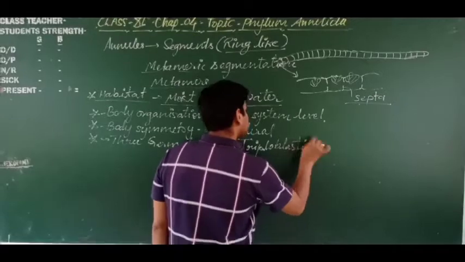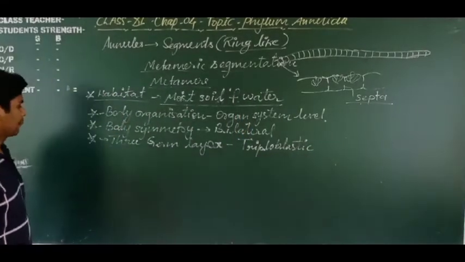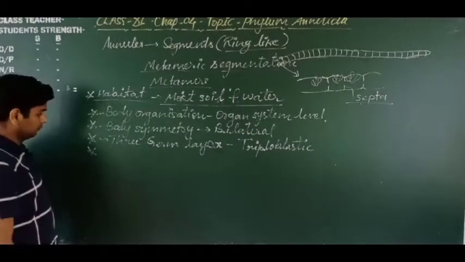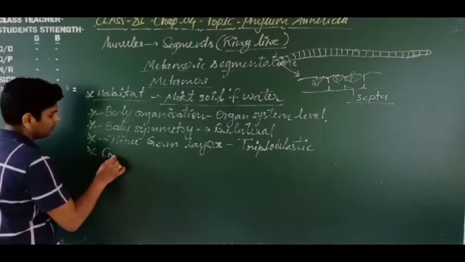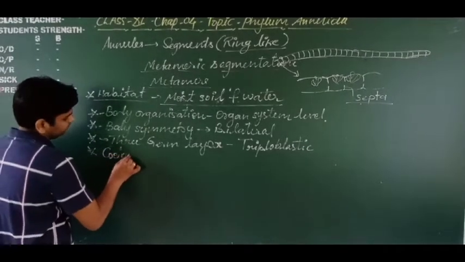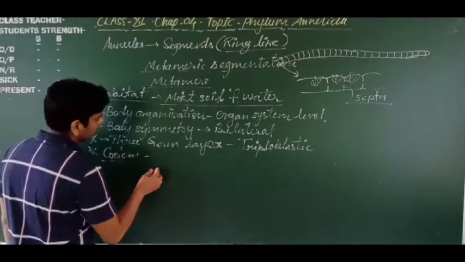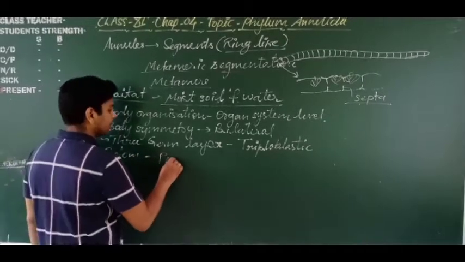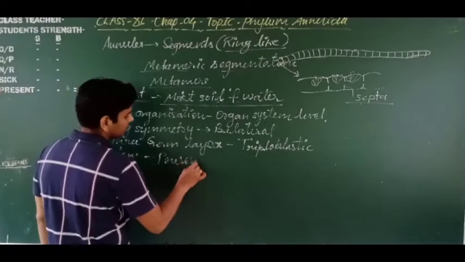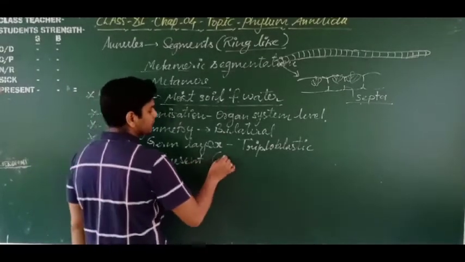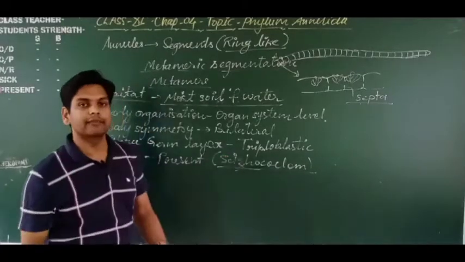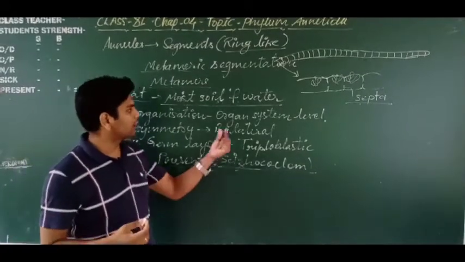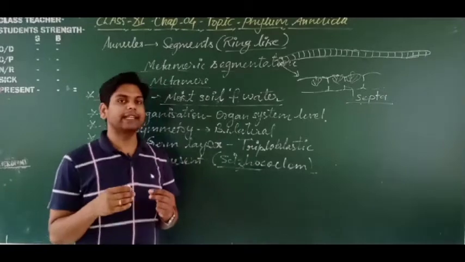So triploblastic animals, these are. Next one, you must know whether the coelom is found or not. Coelom is present. Which type of coelom? It is schizocoelom. What is schizocoelom? Dear students, schizocoelom is the coelom in which the mesoderm is divided into patches.